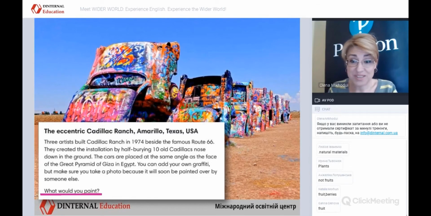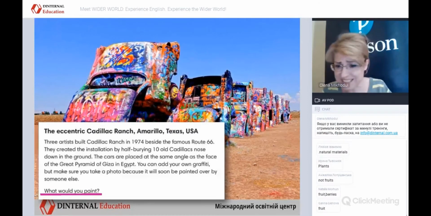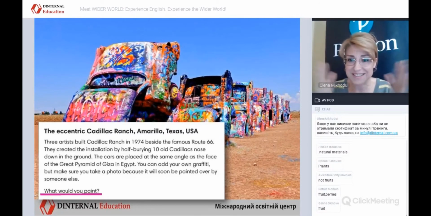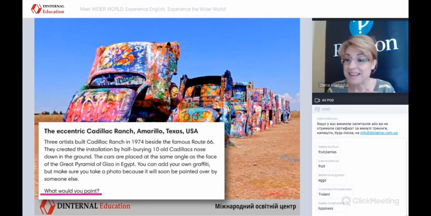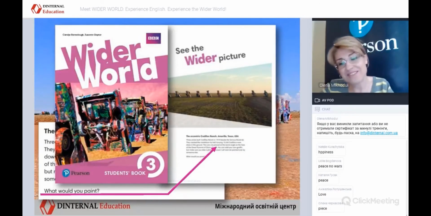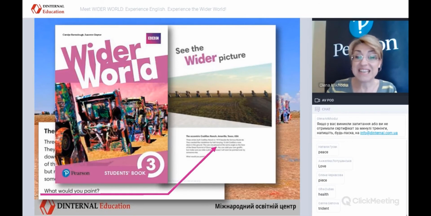Imagine you ask your teenagers, they would definitely have lots of ideas. What would be your message to the world? Graffiti is usually short and to the point. What would you write? Trident, thank you. I love that. So some Ukrainian symbol, cool. Okay, happiness. Thank you very much. So wonderful place, would love to visit that. Love. Okay, peace. And that's the cover of Wider World Level 3 and the short, brief introduction.